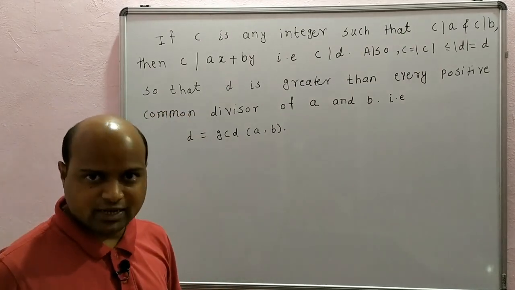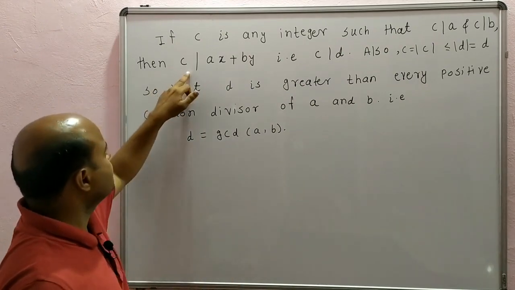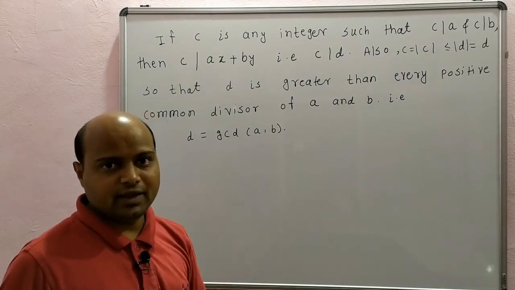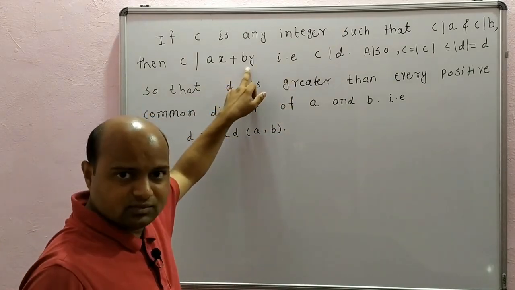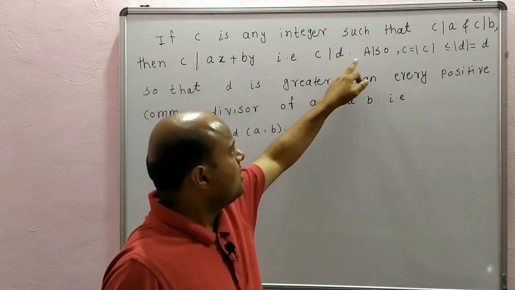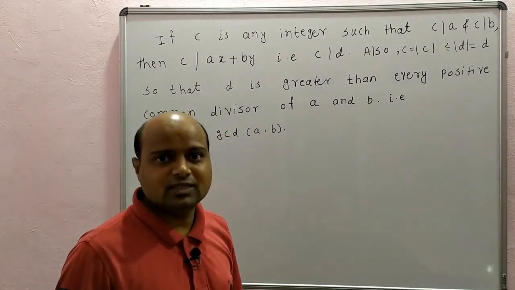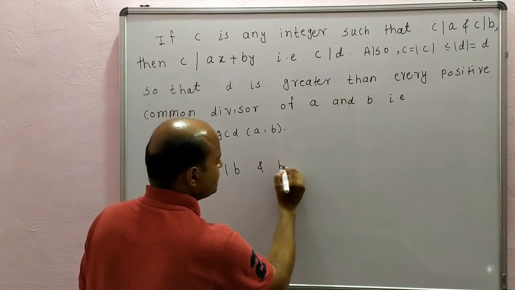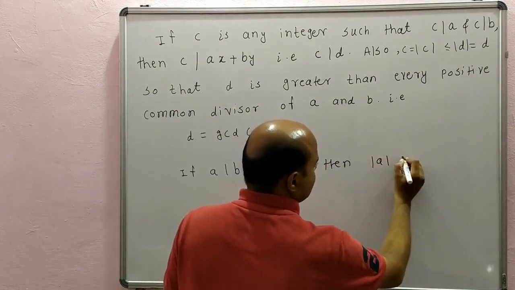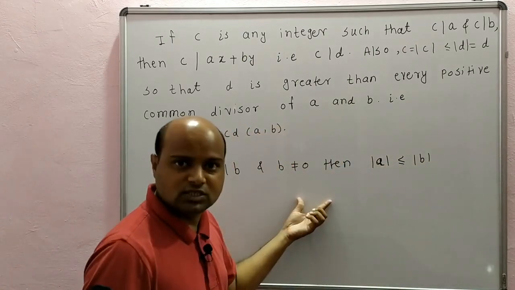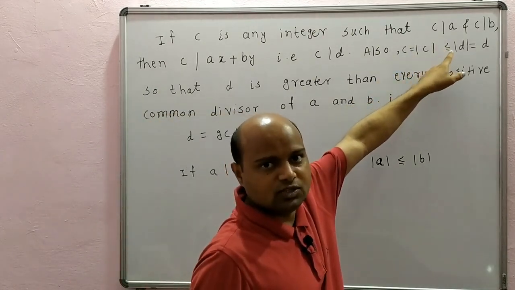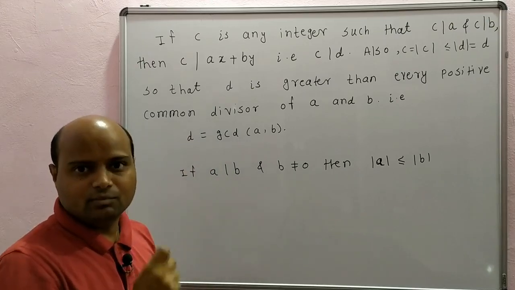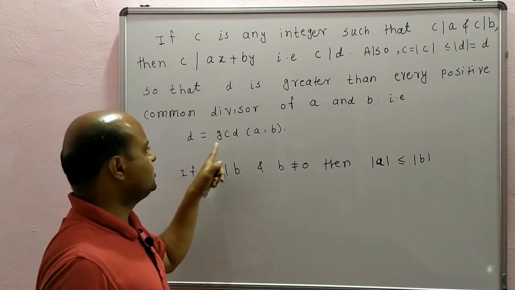If c is any integer such that c divides a and c divides b, then c divides ax + by. Already we have seen this: if c divides a and c divides b, then c divides a linear combination of a and b. That is, what is ax + by? d. Therefore, c divides d. Also, |c| = c is less than or equal to |d| = d. Why? Already we have seen, if a divides b and b is non-zero, then |a| is less than or equal to |b|. By using this, |c| = c is less than or equal to |d| = d, so that d is greater than every positive common divisor of a and b. That is, by the definition of GCD, d is the GCD of a and b.